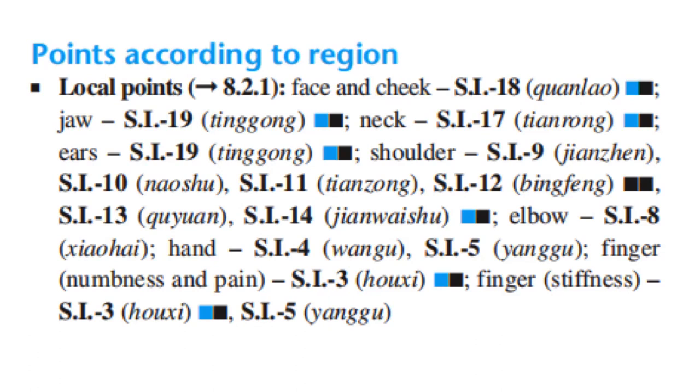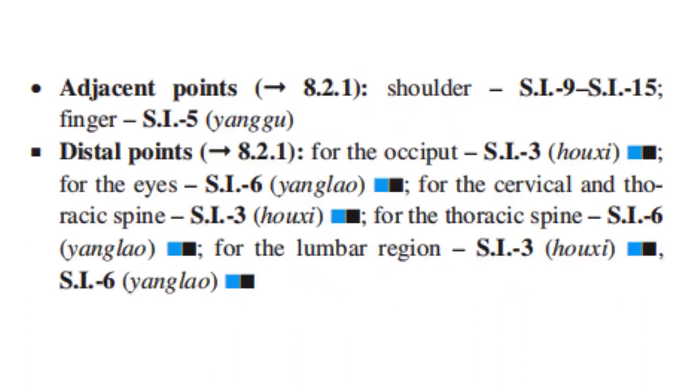For the hand, SI4, SI5. For the finger, numbness and pain, SI3. For the finger, stiffness, SI3, SI5. Adjacent points for the shoulder, SI9, SI15. For the finger, SI5. Distal points for the occiput, SI3.